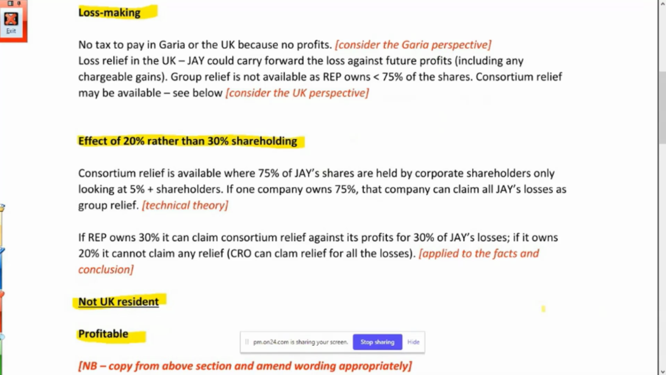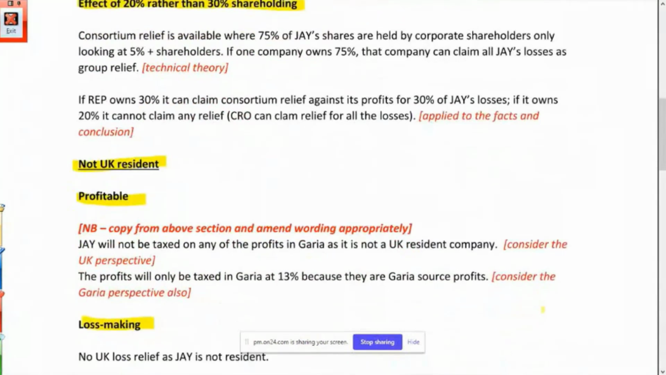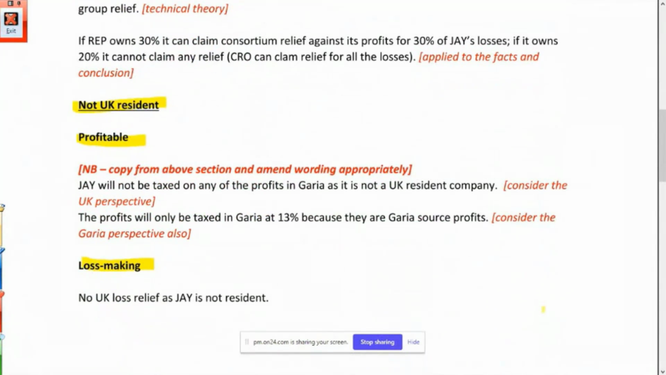Okay, let's move on. What if this overseas company, J, is not UK resident? Well, if it's not resident and profitable, and incidentally, you could copy the wording you've just put in above, copy it in here, and then just change it as fit for the scenario of it being not UK resident. That saves you some typing. Okay, so if J is not UK resident, it will not be taxed on any of the profits because it's not resident here and it's got no UK source income. Okay, easy mark. So we're considering the UK perspective there.